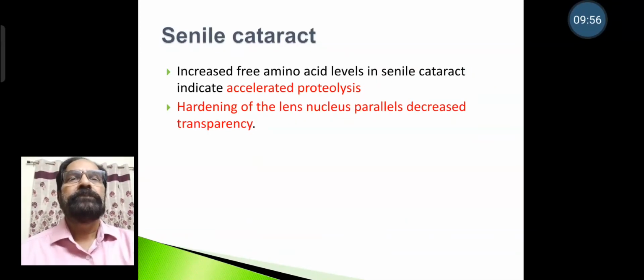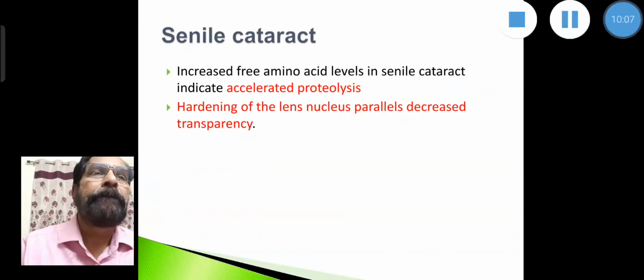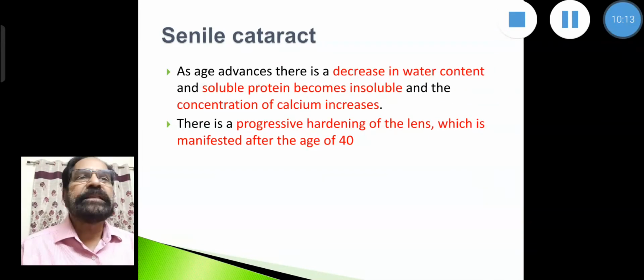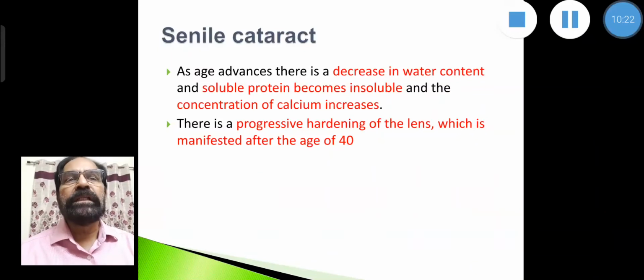Increased amount of free amino acid levels as age advances. There is decrease in water content, and soluble protein becomes insoluble, and the concentration of calcium increases. There is progressive hardening of lens, which can be seen after the age of 40.